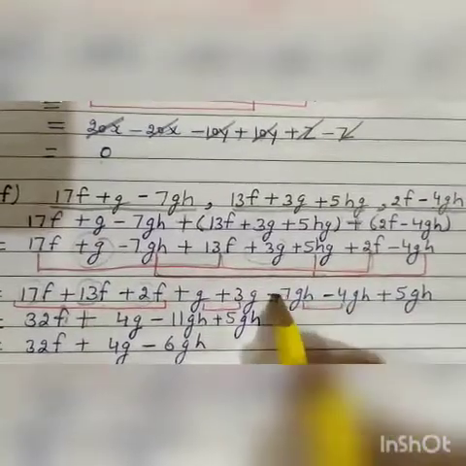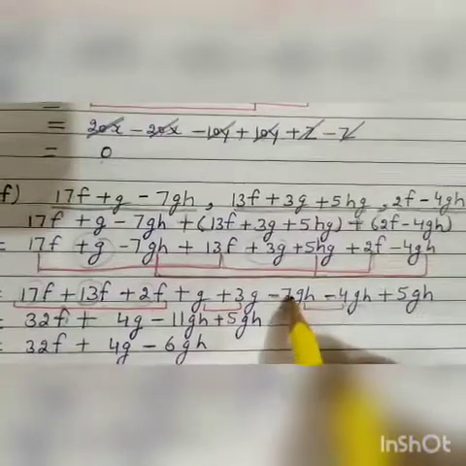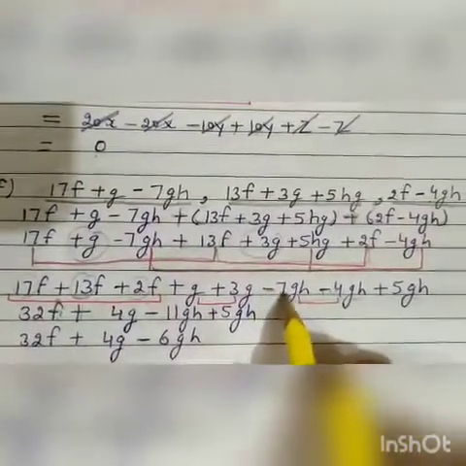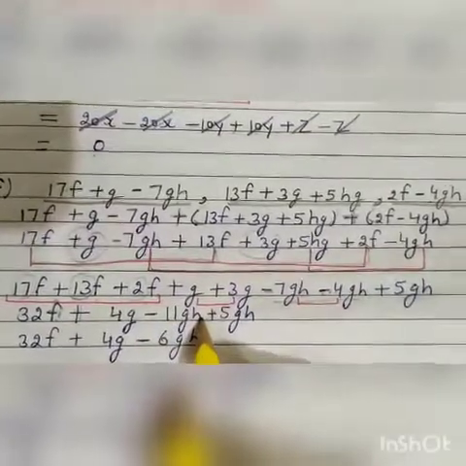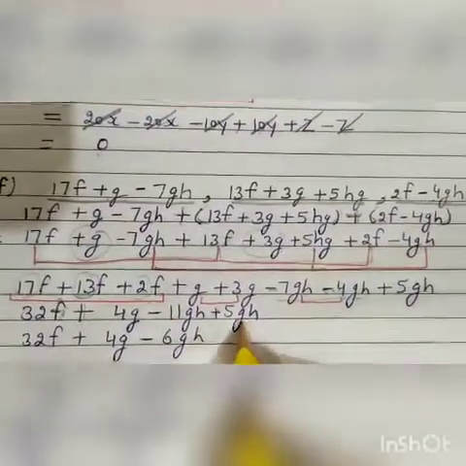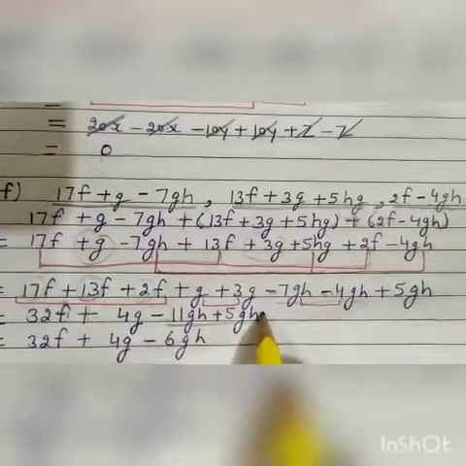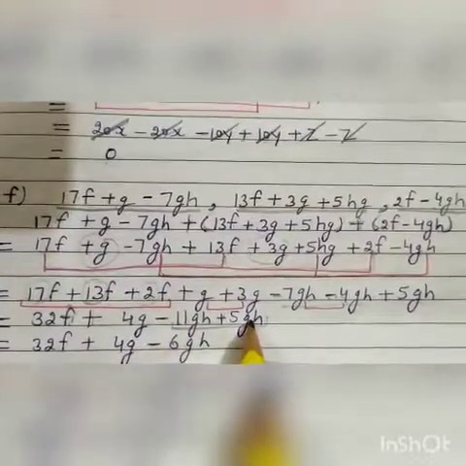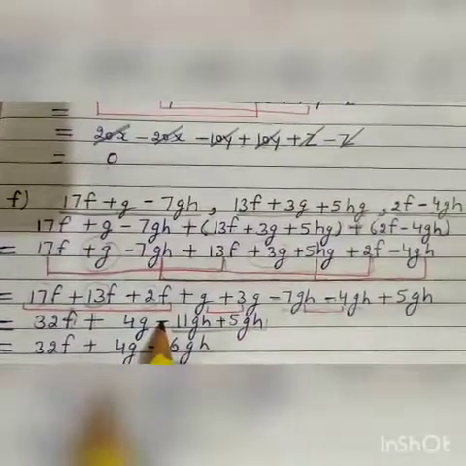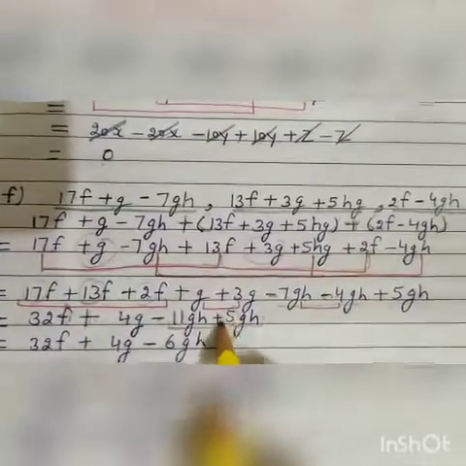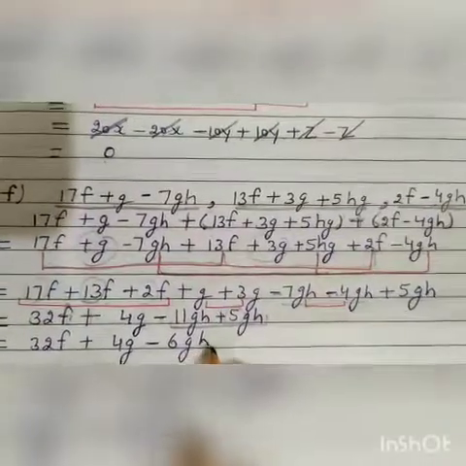Now this minus 7gh, this minus 4gh. First we will solve these two. Both the terms are negative, having the same sign. So when two terms have the same sign, we add the numbers. So minus 7 minus 4, it is minus 11gh, plus 5gh. Now 32f plus 4g. Now again these are two like terms. These two like terms are with opposite signs, minus and plus. So we will subtract this plus 5 from minus 11. We will get minus 6gh.